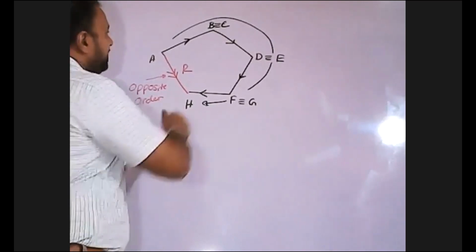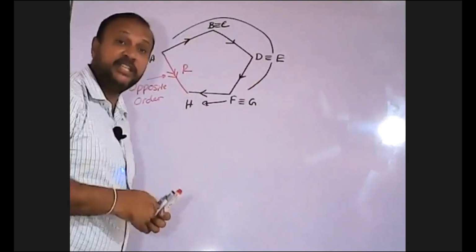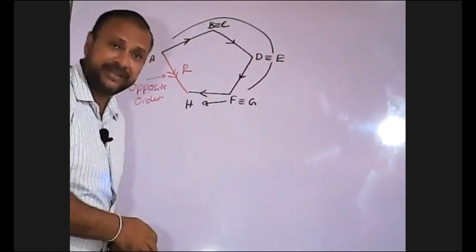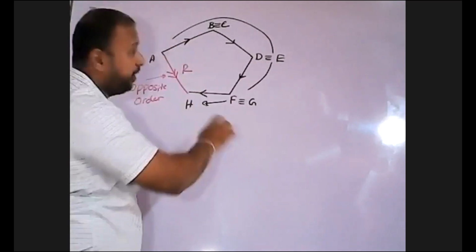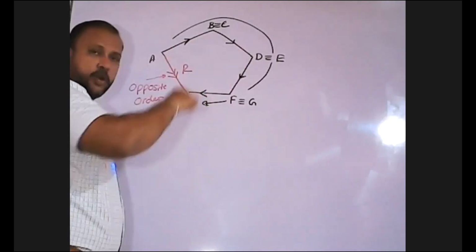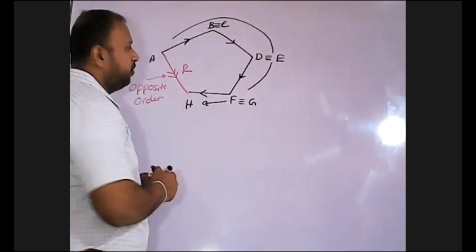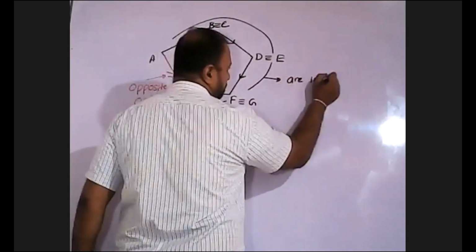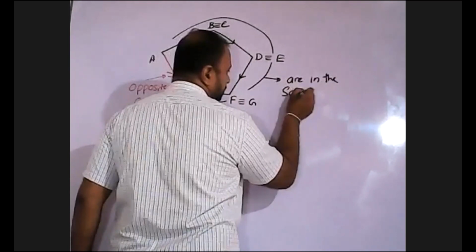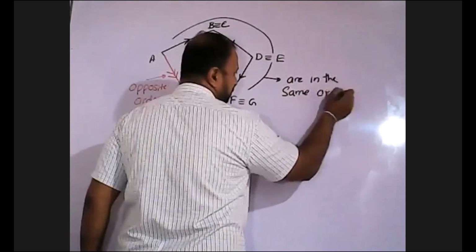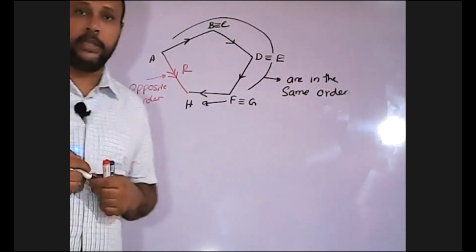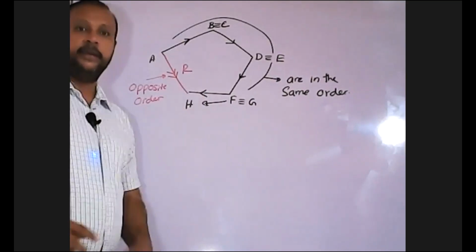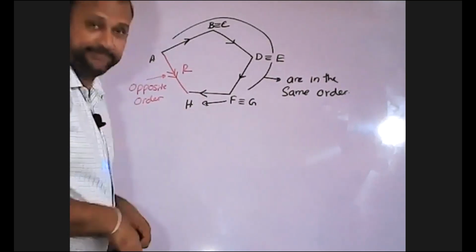The vectors in the vector system are in the same order, but the resultant is in the opposite order. Did you take my point? Clear now? This is another characteristic of our polygon.